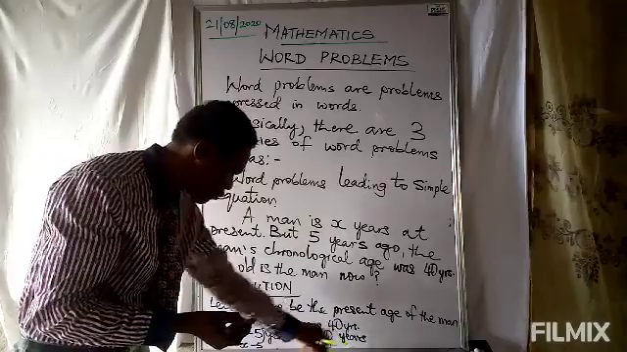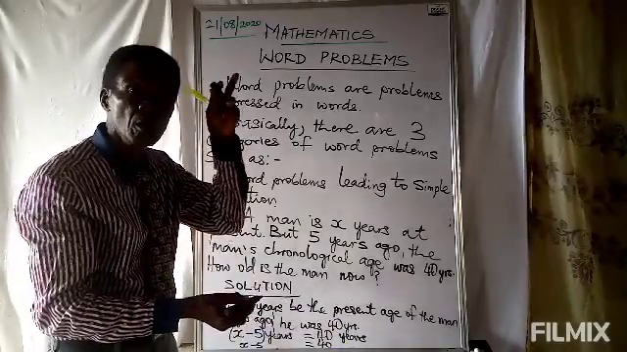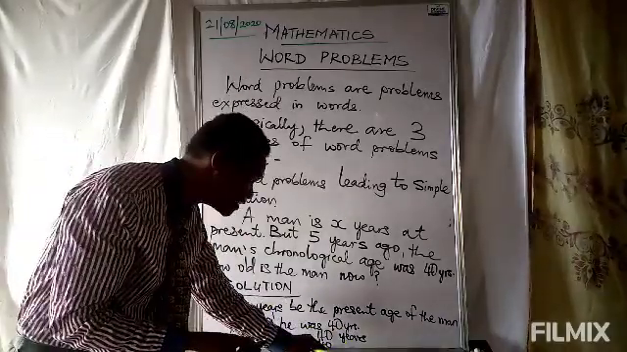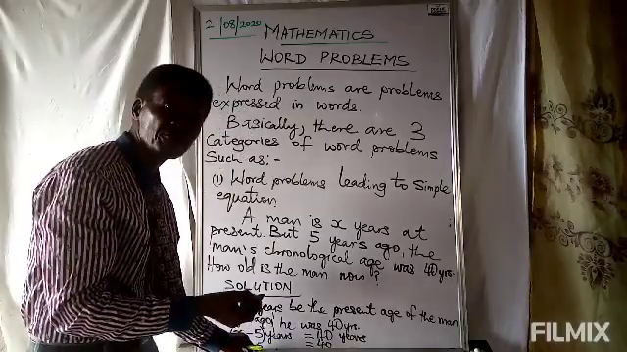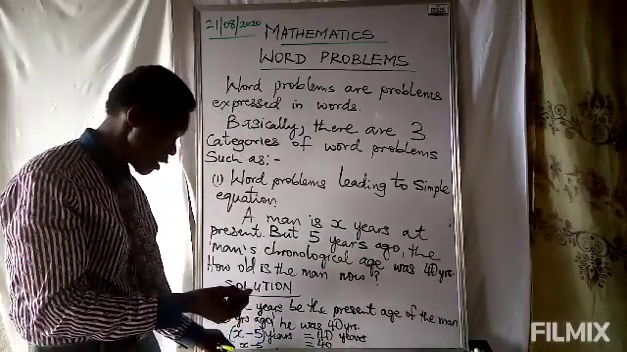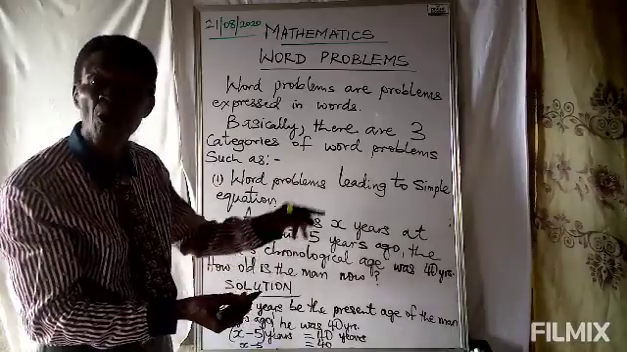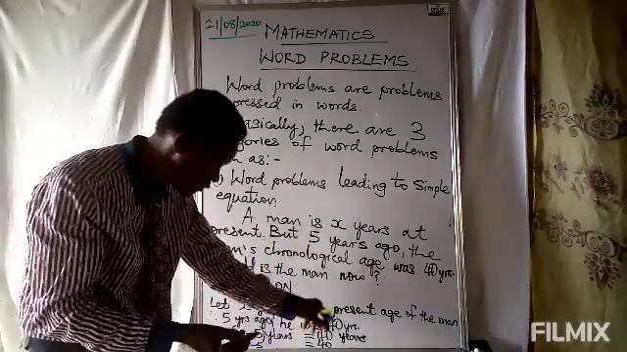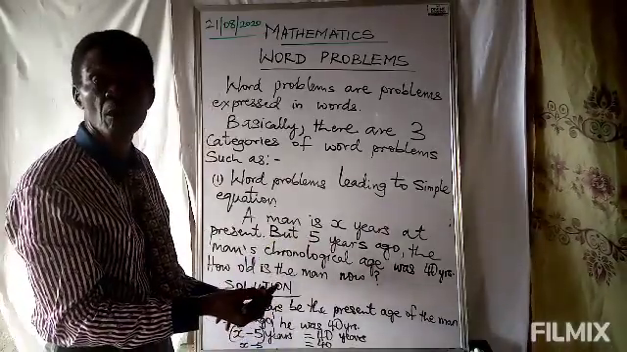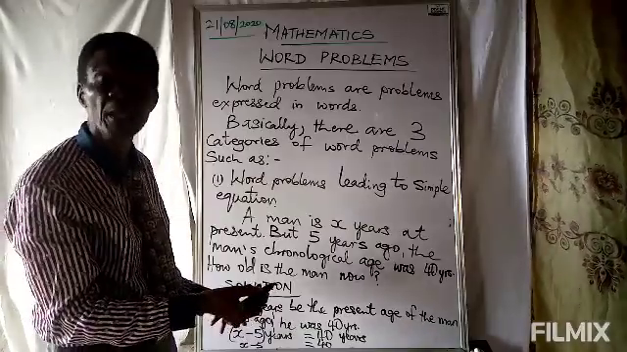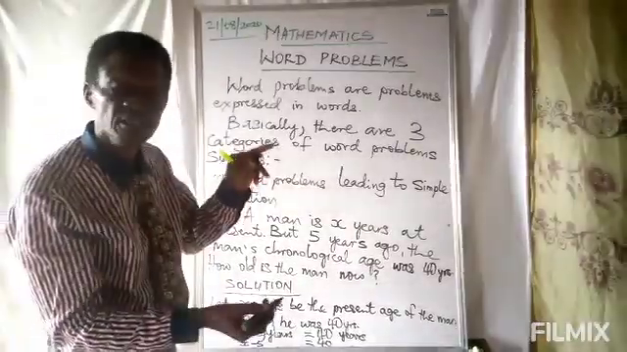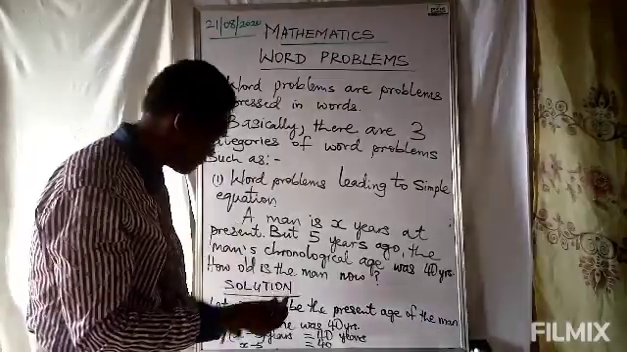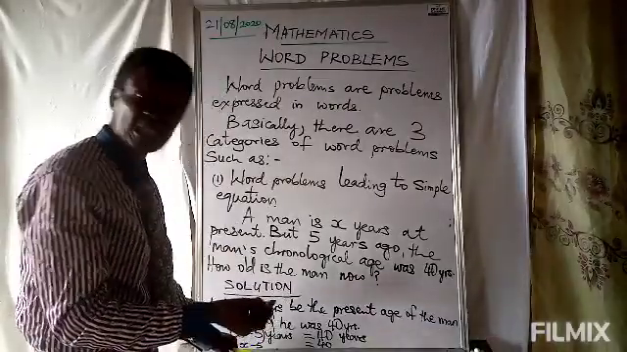Now, this equation has only one unknown because we know 40. We also know minus 5, but we don't know S. So S is the unknown. So this equation involves a word problem, but it is a simple equation because it involves one unknown. So from here we can solve for S.